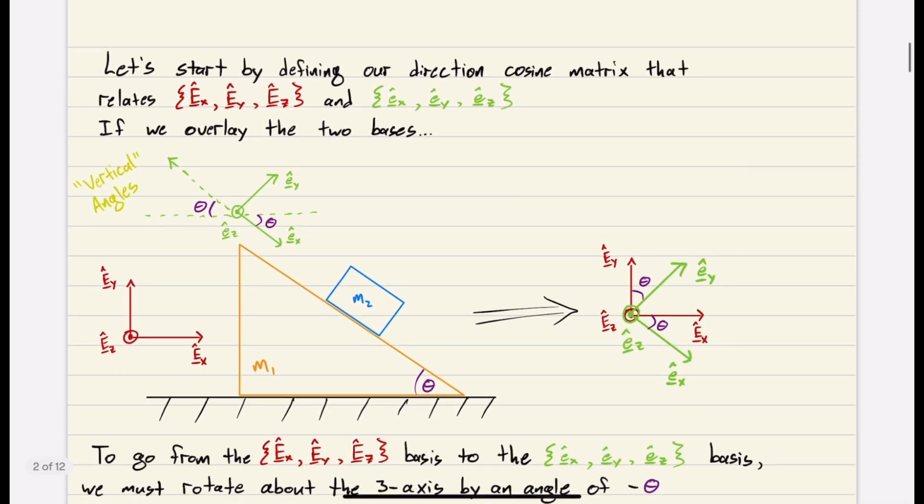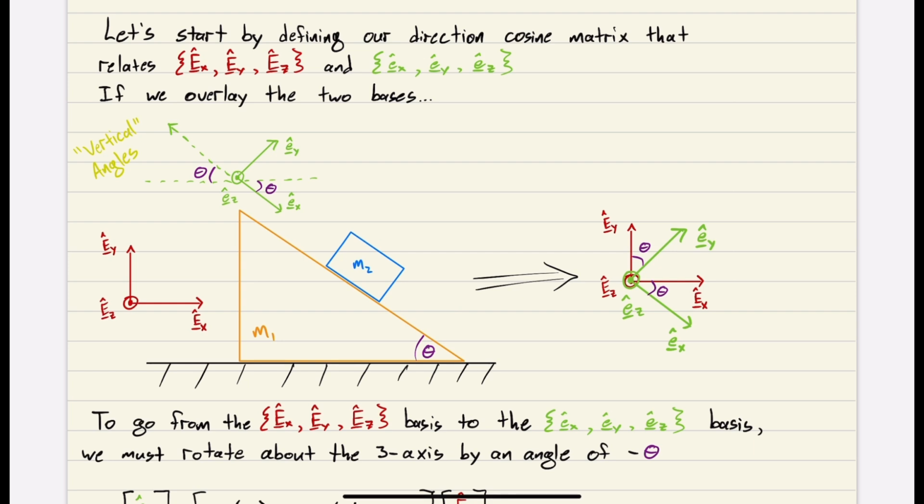Okay, so let's start by defining our direction cosine matrix that relates the red basis to the green basis. As we said before, the red basis has EX pointing off to the right, EY pointing straight up, and EZ out of the page. All right, so that's the red basis defined. And then we said that this green EX is pointing down the ramp. If we do some simple geometry and extend this ramp up, we'll see that it makes an angle of theta with the horizontal. And using the concept of vertical angles, we know that this angle here is also theta.